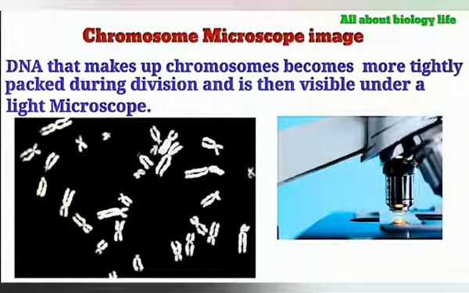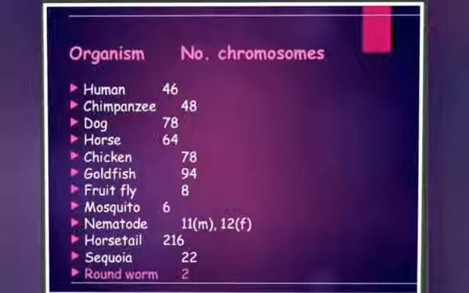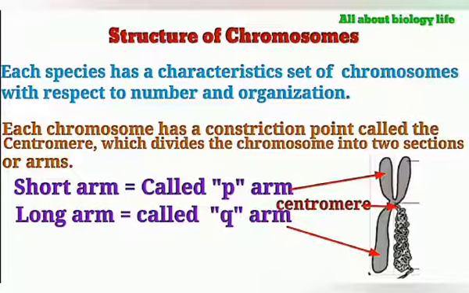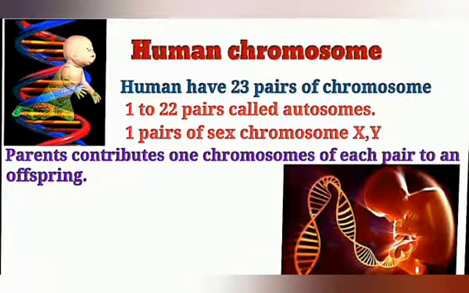The structure of chromosomes varies through the cell division. Each species has a characteristic set of chromosomes with respect to number and organization. Each chromosome has a constriction point called the centromere, which divides the chromosome into two sections or arms. The short arm is called the P arm and the long arm is called the Q arm.